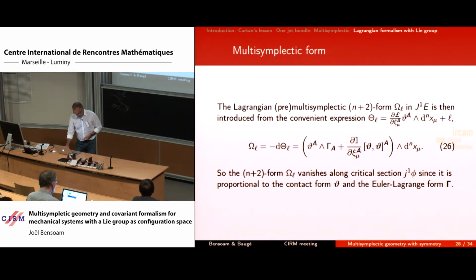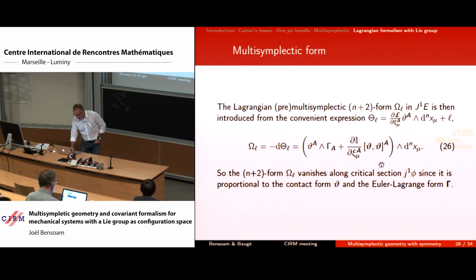And now the question is, what is the multisymplectic form corresponding to these situations? Again, we compute this multisymplectic form by the derivative of the Poincaré-Cartan n+1 form.